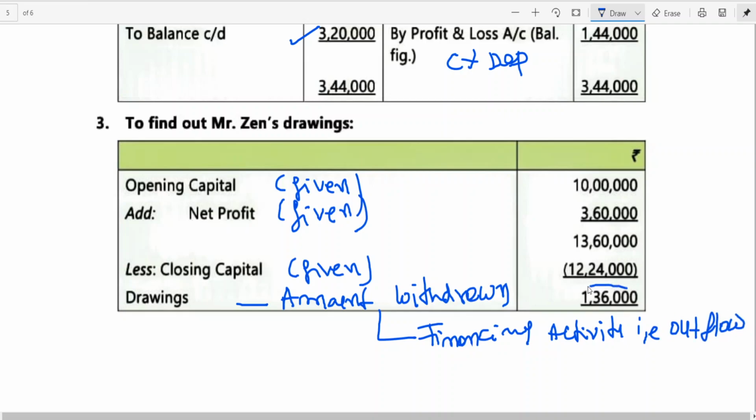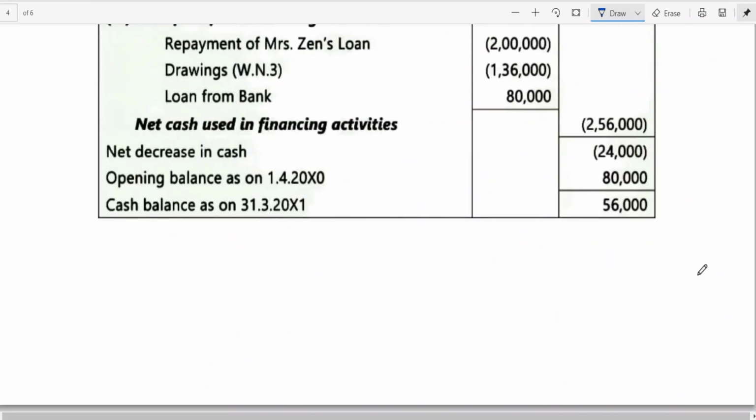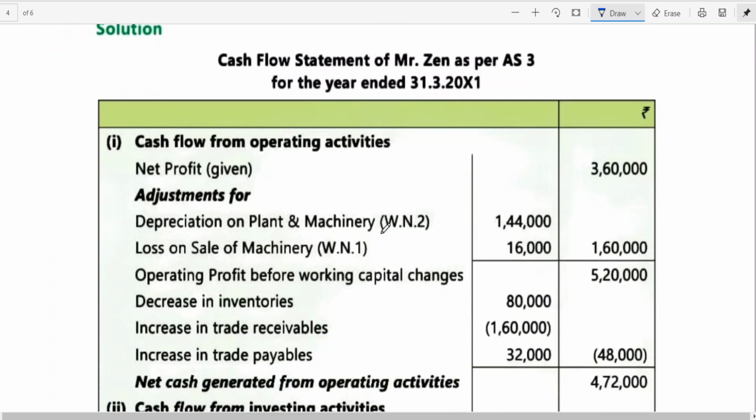What is outflow? 1,36,000 is nothing but your outflow. I think we can go back. So now you can start the heading. Cash flow statement of Mr. Jain as per Accounting Standard 3 for the year ended 31st March 2011. Cash flow from operating activity, net profit given 3,60,000.